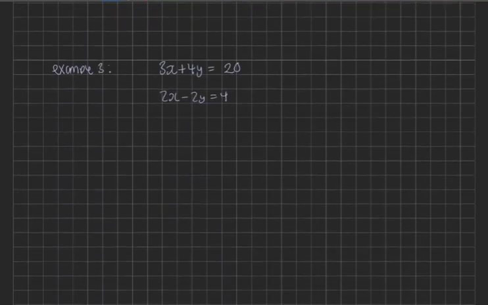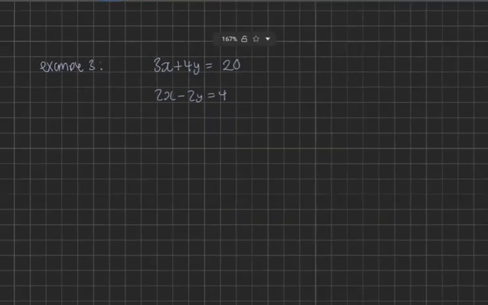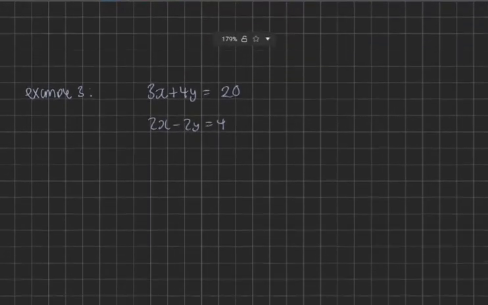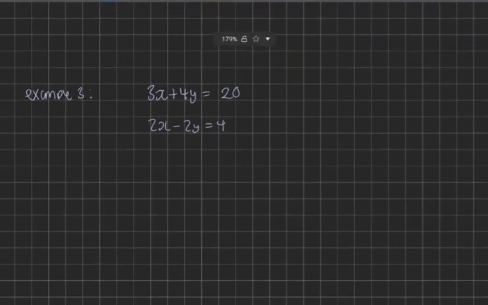So for example 3, it might appear more complicated because the curves aren't in the traditional form of y equals mx plus c. But that's okay because the approach is similar. We want to get both of these curves either purely in terms of y or purely in terms of x. So we have 3x add 4y is equal to 20, and 2x minus 2y is equal to 4.